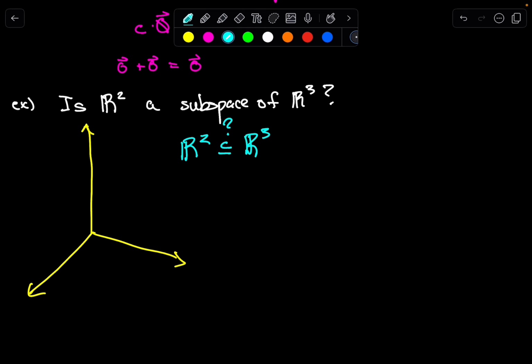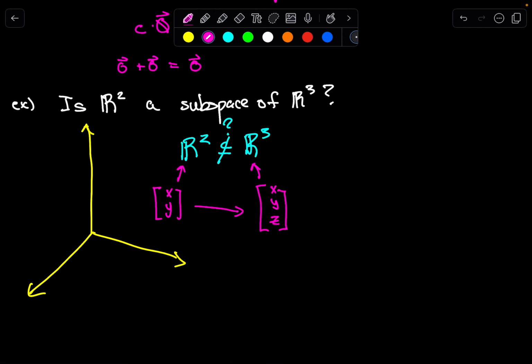And a lot of people would say yes, but I'm here to tell you that you're wrong. R2 is not a subset of R3, and the reason is because by definition, all of the elements in R2 are vectors with two components. You have an x and y component. And all of the elements in R3 are vectors that have three components.